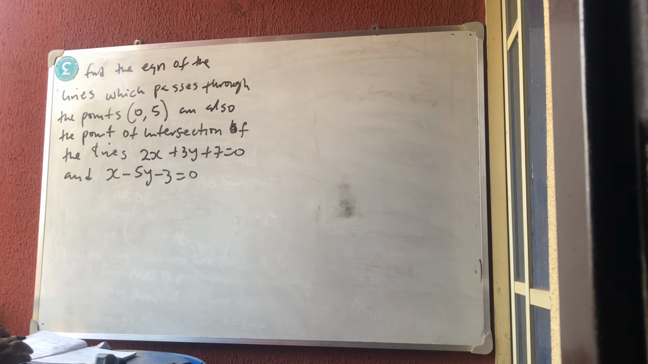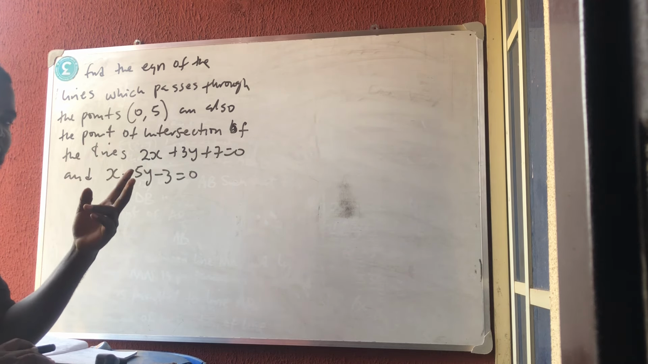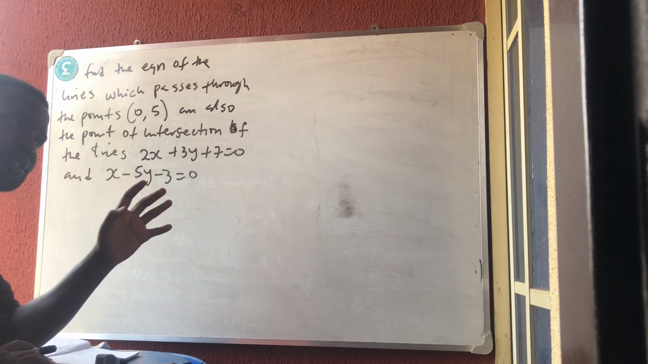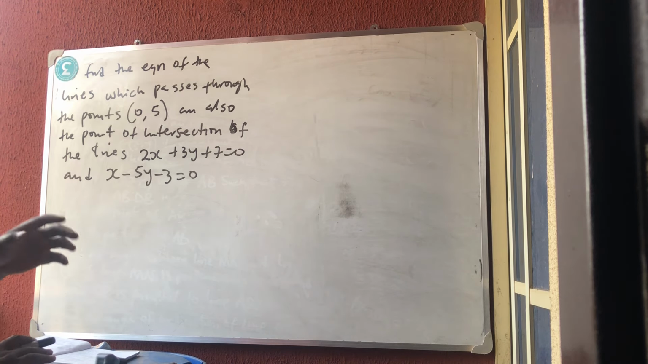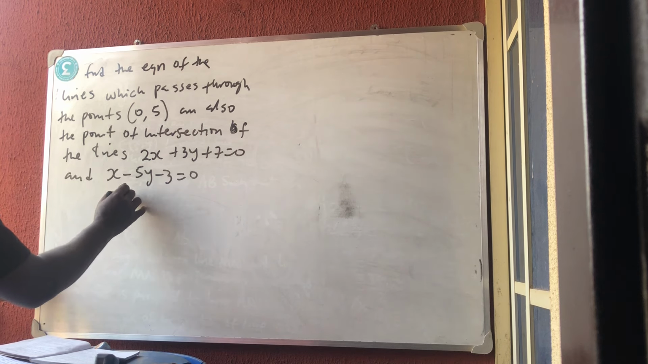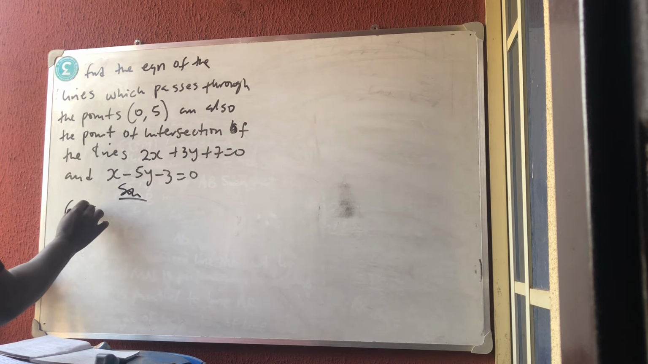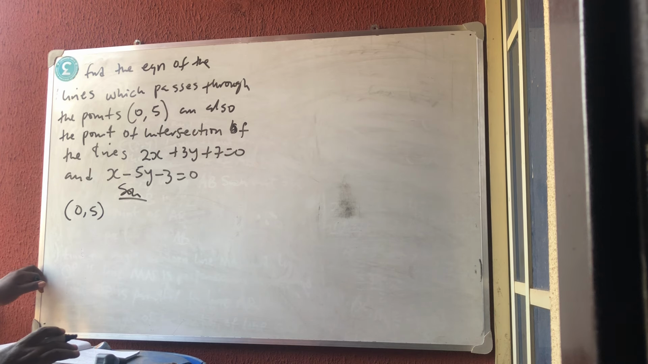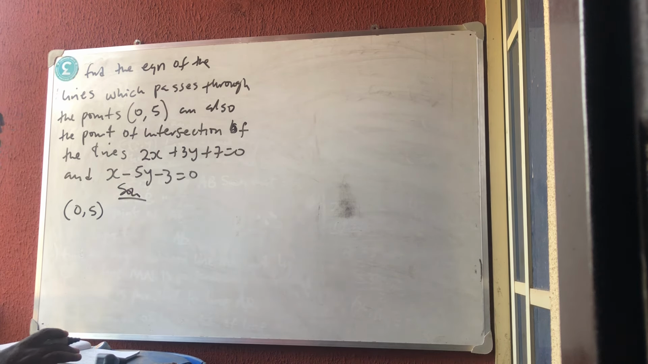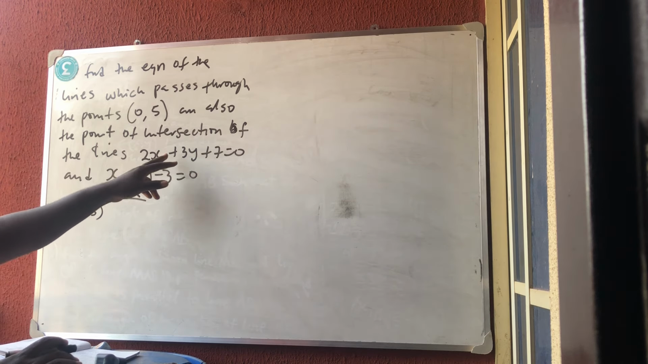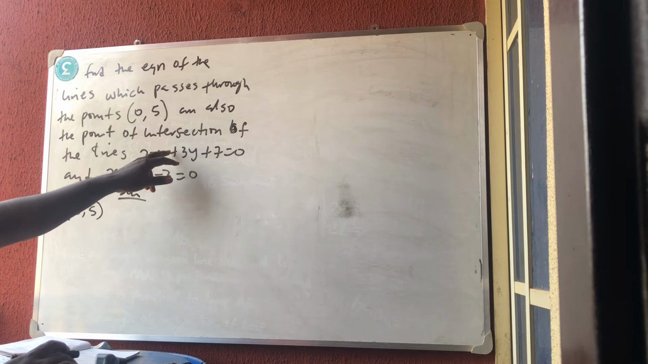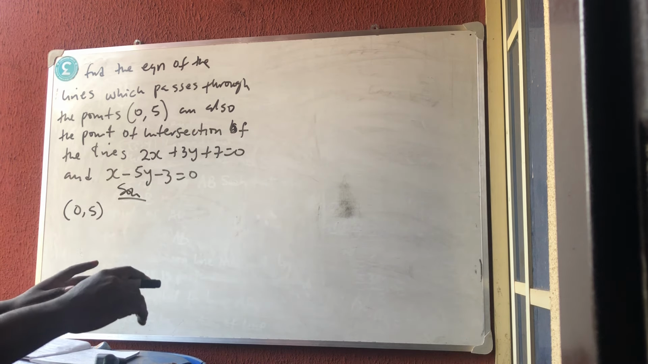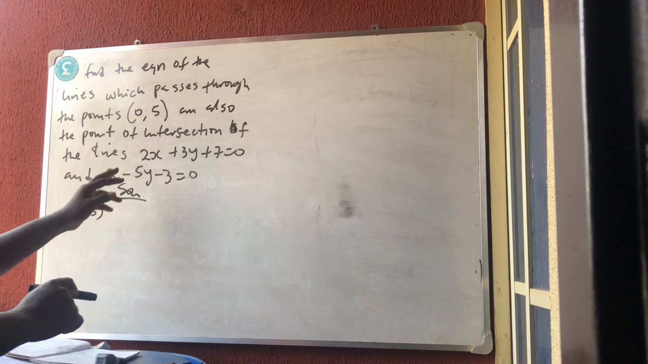Now they say we should find the equation of a line. Before you find the equation of a line, you are supposed to have at least 2 points, or a point and a slope. They've given us the first point here, which is 0, 5. Now they say that this same line passes through the point of intersection of these two lines. If I solve these simultaneously, I'll get my x and y, which is their point of intersection. So let's solve this simultaneously.